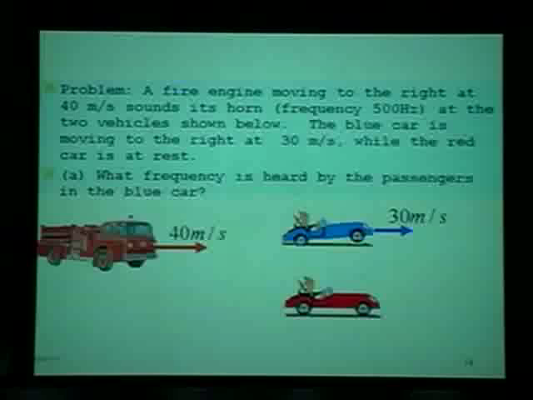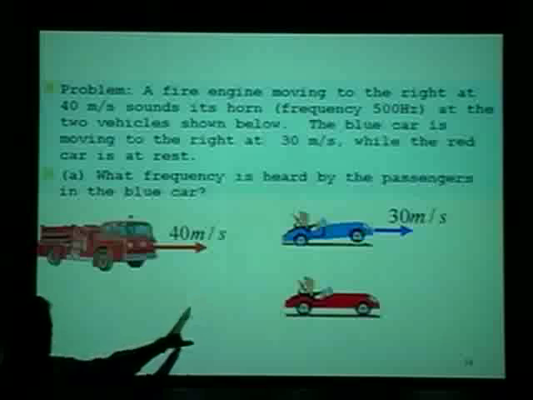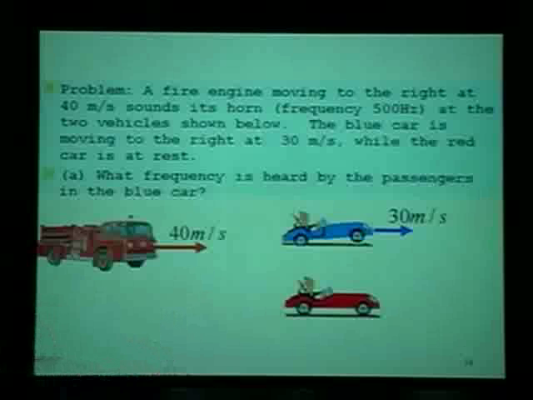All right. So we got this fire engine moving at 40 meters per second, blue car at 30 meters per second. Before we even put anything in the formula, what is your intuition about whether that frequency goes up or down? Down? It goes up. Why? Because the blue car is moving slower than the fire truck.